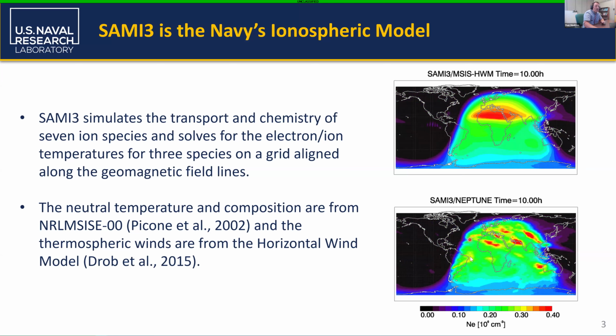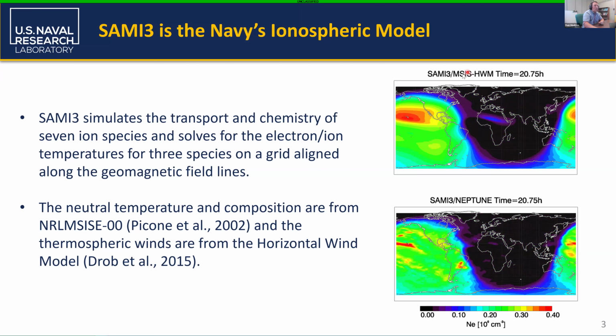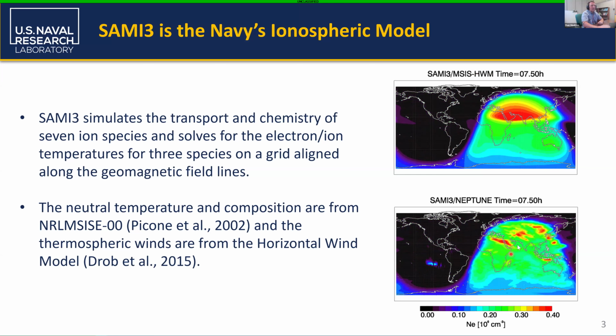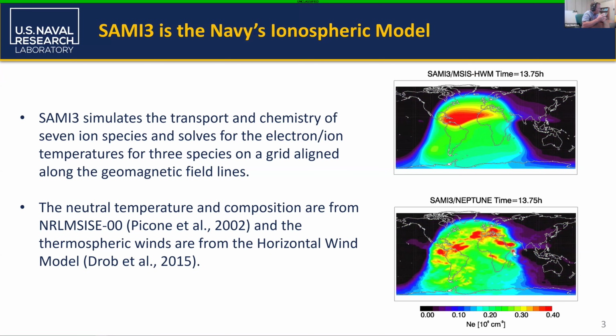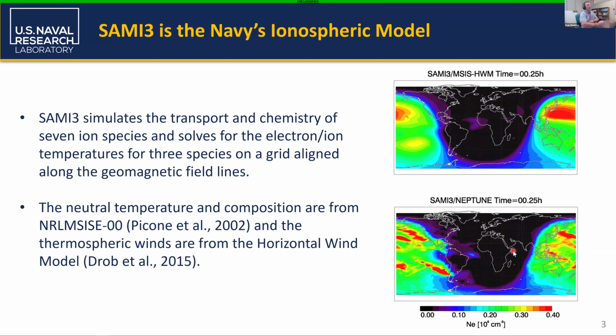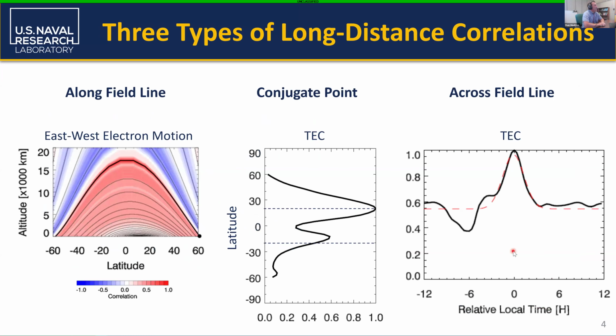And you can see there are definite differences when you force a model with a smooth statistical climatological representation of the thermosphere versus one with rapidly evolving gravity wave radiation from below. So that's our model. And with that said, let me talk about some long distance correlations.